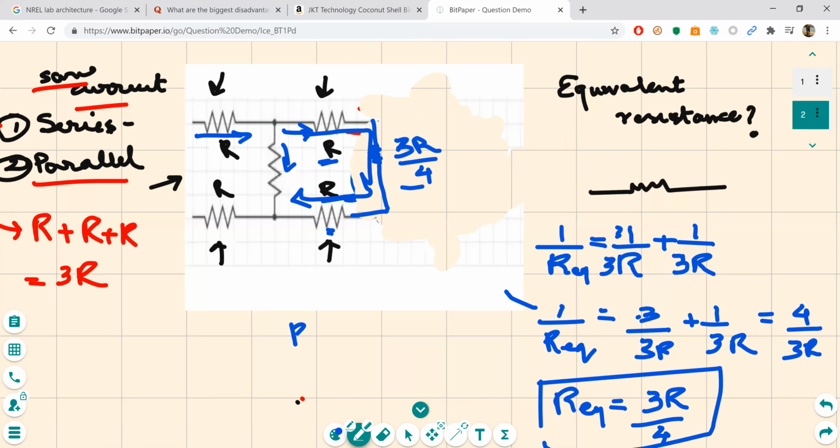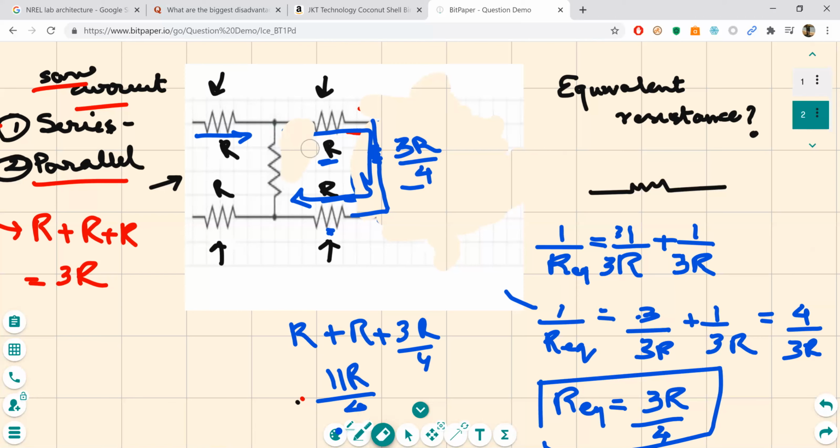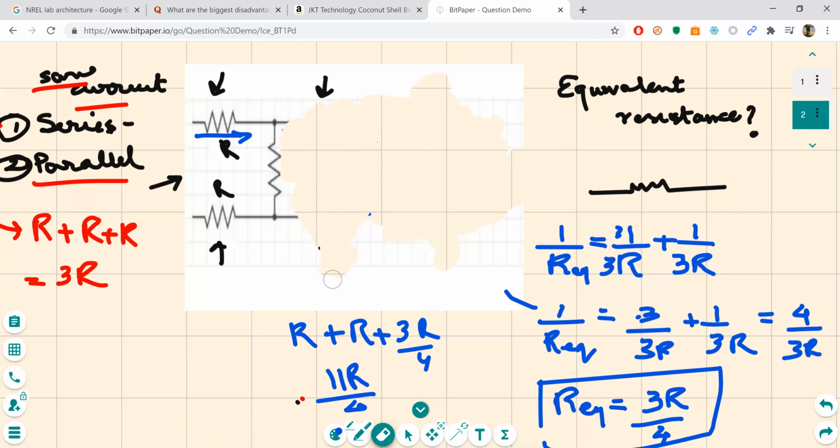The sum of R plus R plus 3R over 4. There's going to be 4R plus 4R, which is 8R, plus 3R is 11R over 4. So all of that's going to be 11R over 4. So I take that all out, and now I combine these 3 and I get 1 resistance for all of that, and that's going to be 11R over 4.